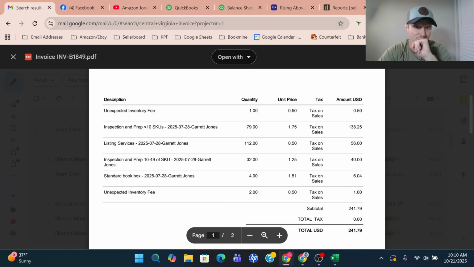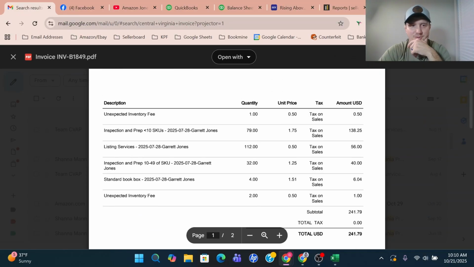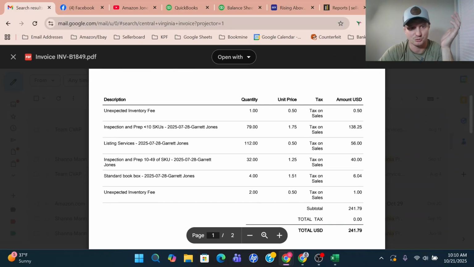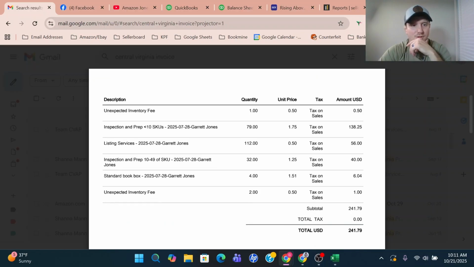Because if you look at your prep center and how the fee structure is broken down, you have the inspection and prep. This is Central Virginia Preps, by the way. You have your inspection and prep, your listing services, and then inspection and prep again for this order. These three right here are your cost of goods sold. This should be included in your buy price. I actually put this in my inventory because this is what it cost me to buy a book. You know, this one, I think it's $225 per book.